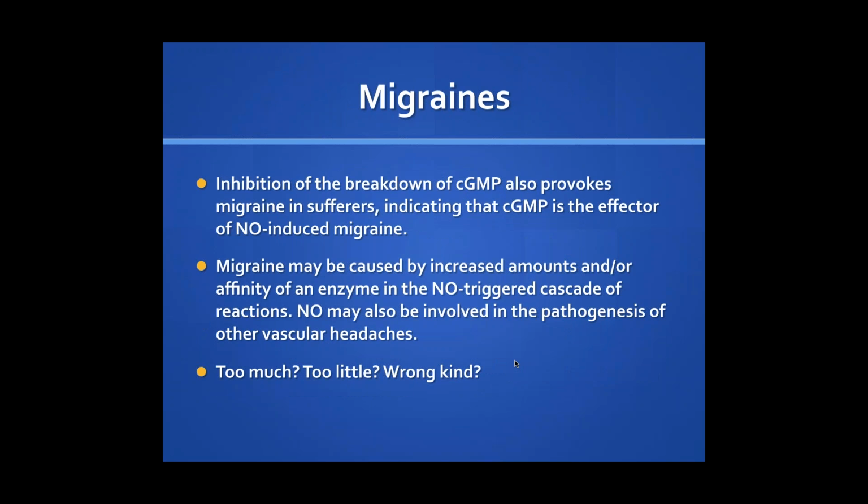Inhibition of the breakdown of cyclic GMP also provokes migraine in sufferers, indicating that cGMP is the effector of nitric oxide-induced migraine. A migraine may be caused by increased amounts or affinity of an enzyme, and the NO-triggered cascade of reactions may be involved in the pathogenesis of other vascular headaches. Too much or too little, or the wrong kinds.